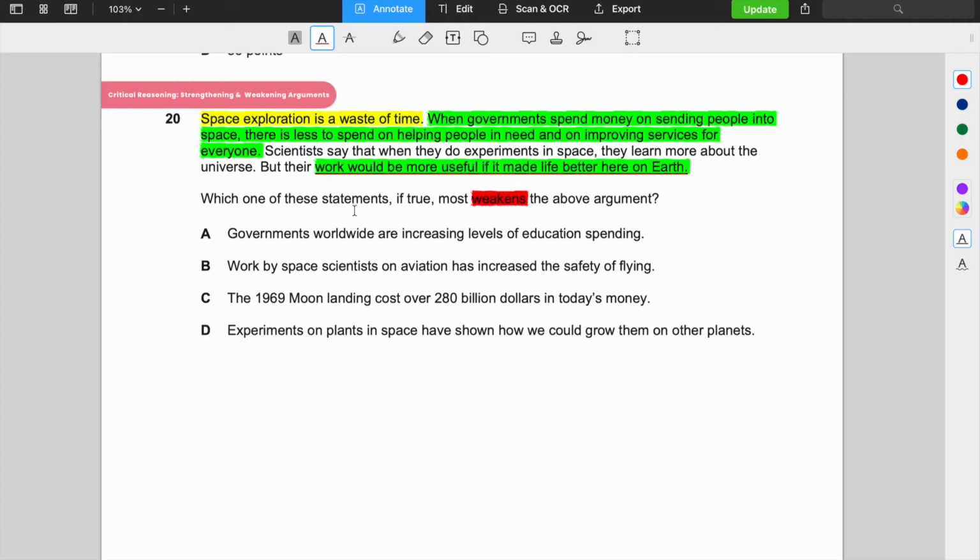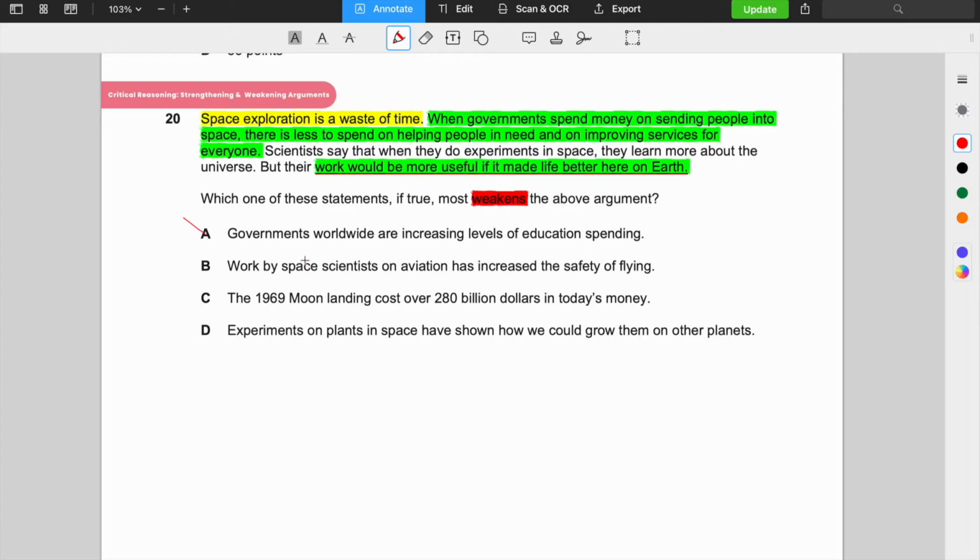A, governments worldwide are increasing levels of education spending. That's not relevant, because still, this is about resource allocation and how the government is budgeting everything. If the government is spending billions of dollars on space exploration, even though governments are increasing levels of education spending, maybe it's not enough to compensate for all the money that's spent sending people out to space. So A is not really relevant. A is not going to be weakening the argument.